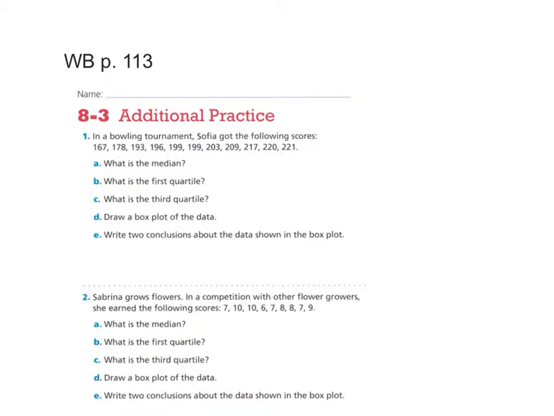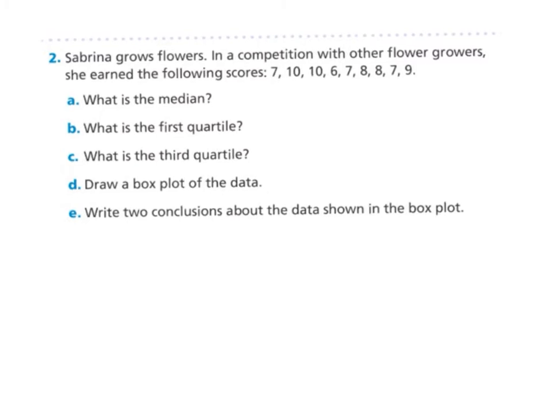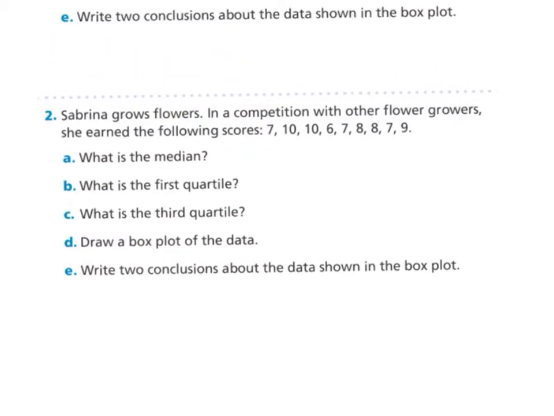Looking at workbook page 113, there are pretty big numbers on number 1 with the bowling scores, so we're going to look at number 2 as maybe more normal numbers for us to work with. So first of all, ultimately we're going to be doing a box plot, but we need to find a median. So to find the median, I need to put the numbers in order. So we'll go ahead and put them in order here.